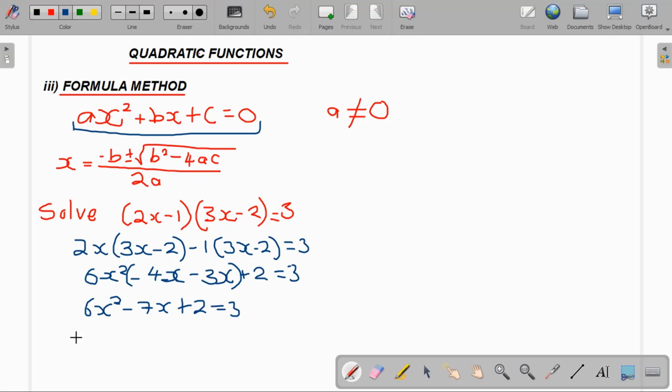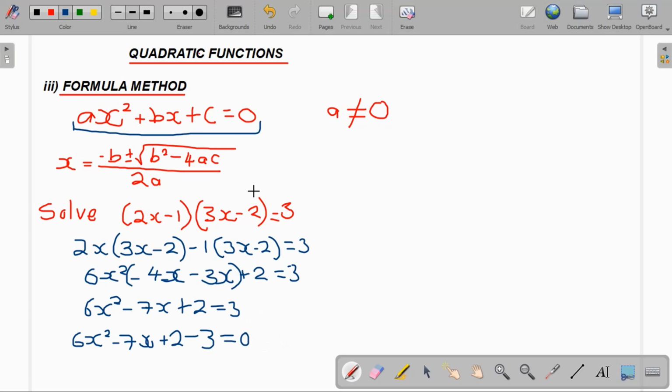From there we're going to group the like terms. So 6x squared minus 7x, and then plus 2 minus 3, because this is a positive, when it crosses the sign changes to negative, equals 0. That's what we have.